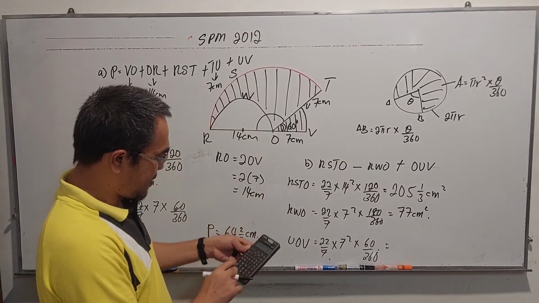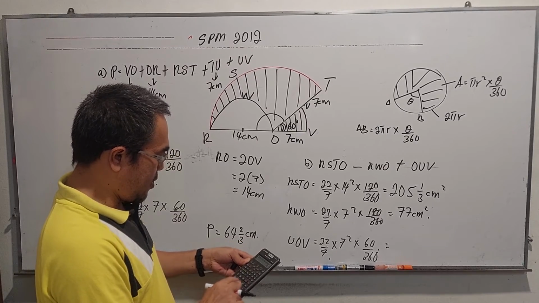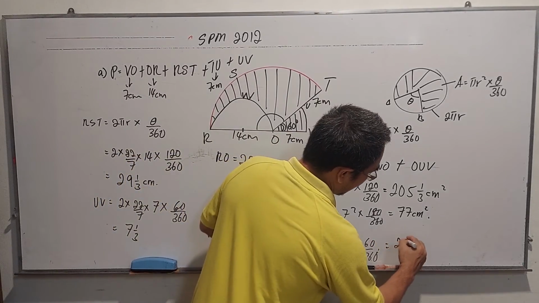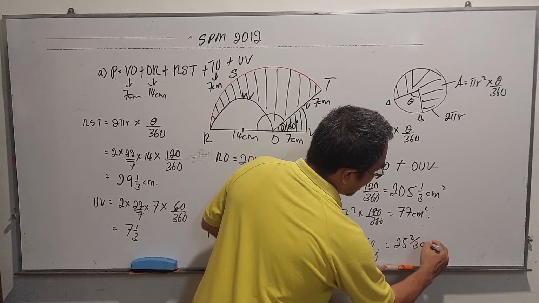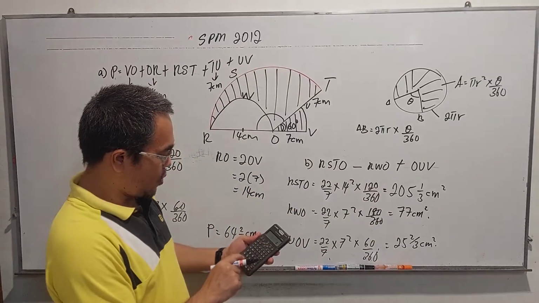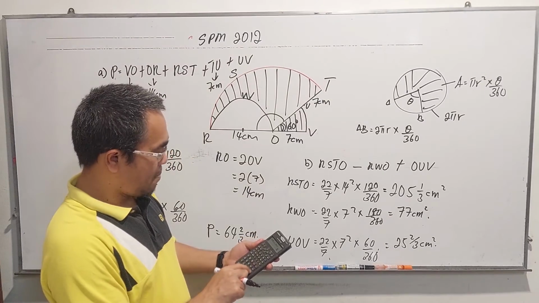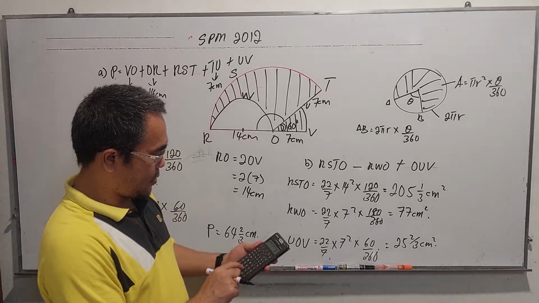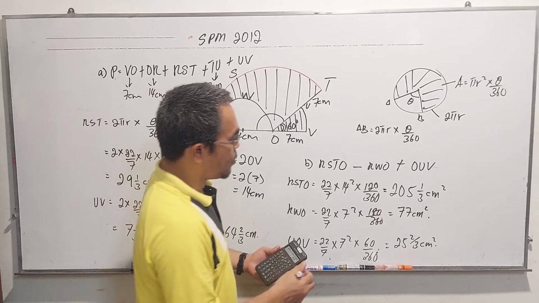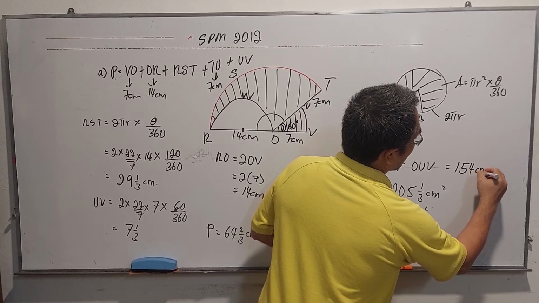And then the last one, let's calculate together. 22 over 7 times 7 squared times 60 over 360. It will be 25 2/3 centimeter squared, and this minus this plus this. So 205 1/3 minus 77 plus 25 2/3. It will be 154 centimeter squared.